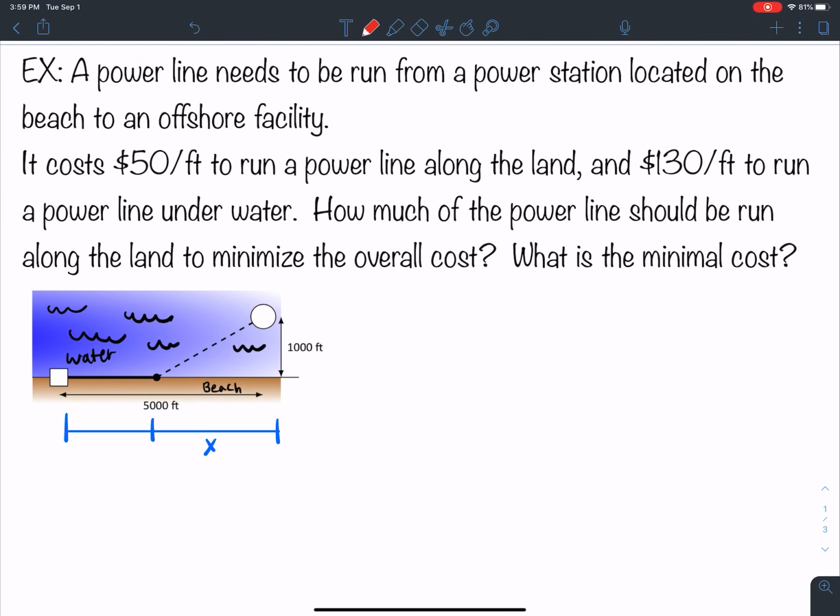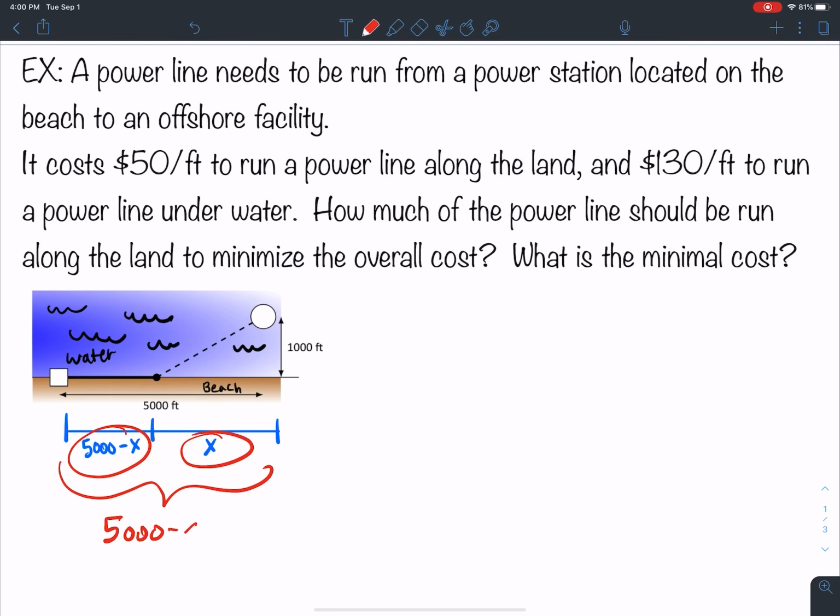x, okay? So now if I know that this side is x and the whole thing is 5,000, then to get this other part right here, I need to take 5,000 and subtract x, okay? Because if you think about it, if you add the two parts together, what should you get? You should get the whole thing, right? 5,000 minus x plus x gets me 5,000. I know it's kind of silly, but sometimes it helps if it's written out.